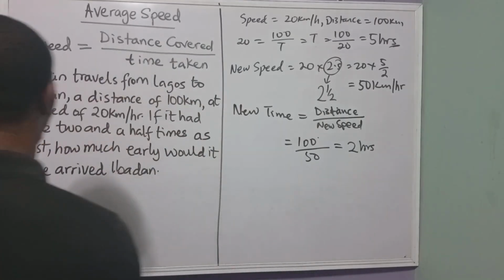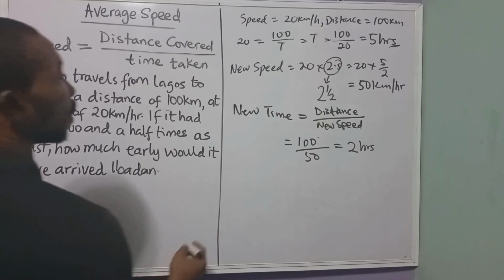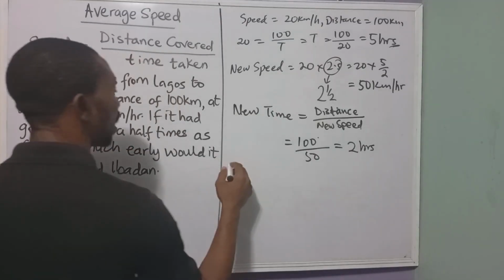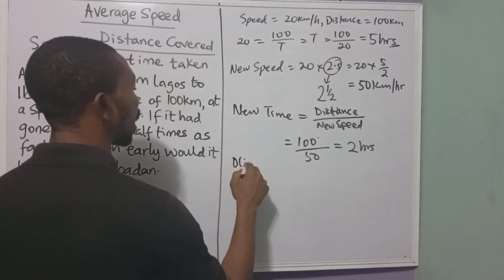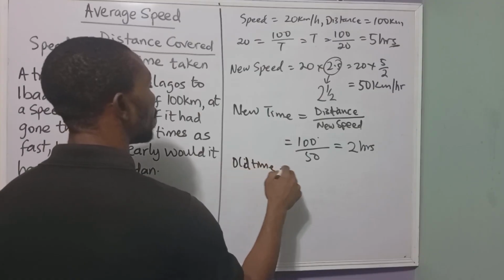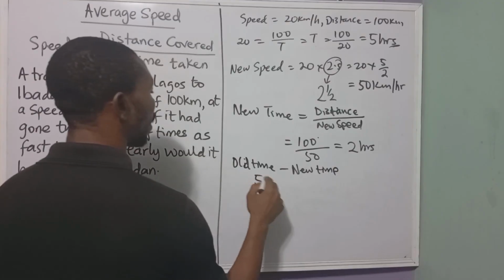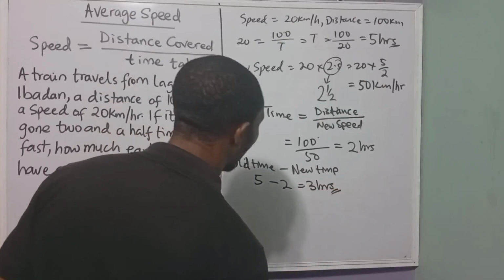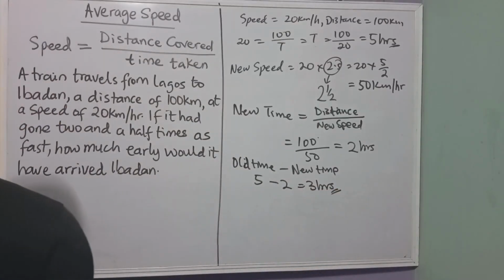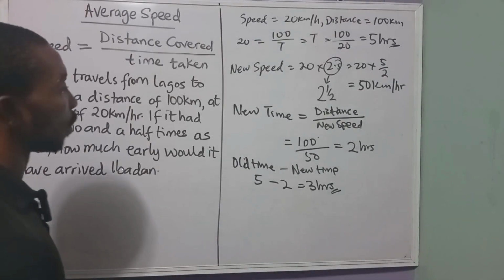Okay, so that means how much earlier would it have arrived in Ibadan? So for us to know how much earlier, it will be old time minus new time, which is 5 minus 2, will be 3 hours. So it would have arrived in Ibadan 3 hours earlier than the scheduled time.